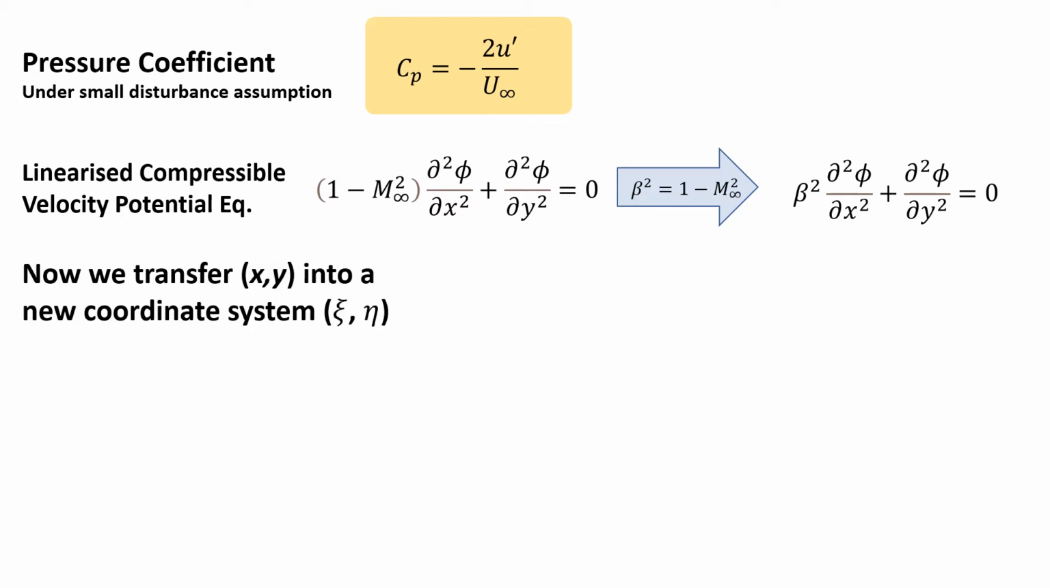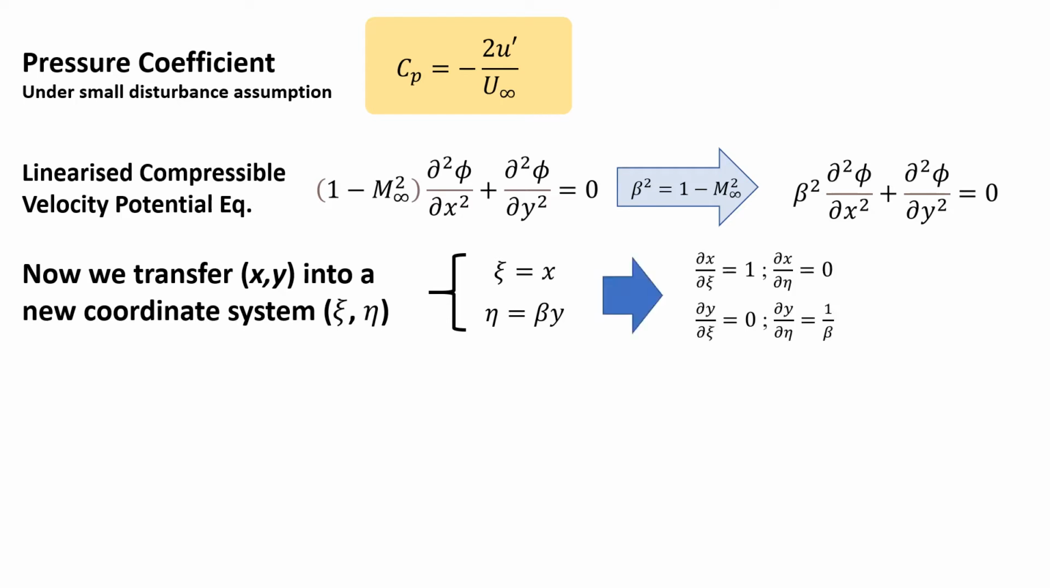Okay. Now what we are doing is transferring x, y, the old original coordinate system, into a new coordinate system, which is xi and eta. And now we will see their relations. Xi equals x and eta equals beta times y. So this is a pure mathematical transformation. Then we have the derivatives.